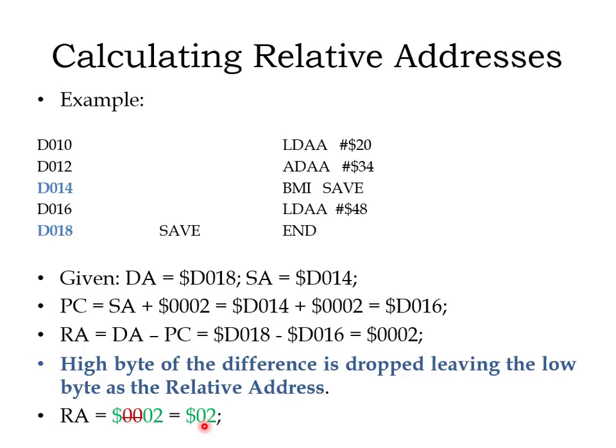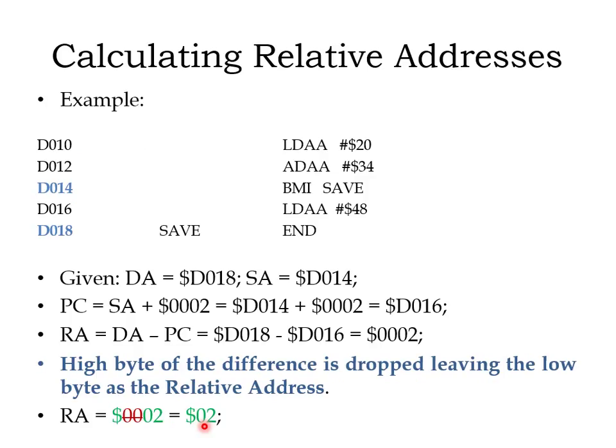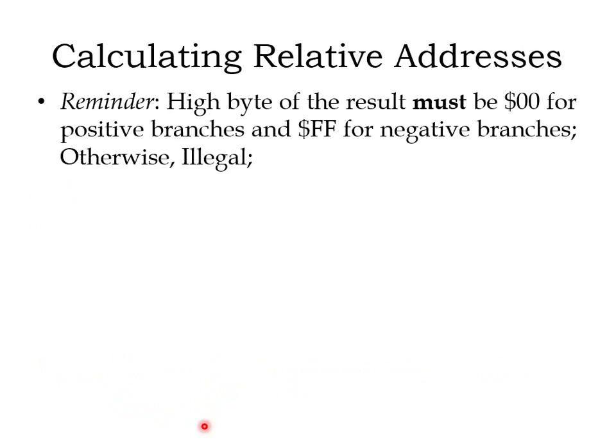That's our relative address. Now, one more thing that we need to know. This is a reminder: remember that we have to drop the higher byte of the difference to get the relative address. But the high byte that I'm going to drop must be 00 for positive branches and FF for the negative branches. Now, what is the positive branch?